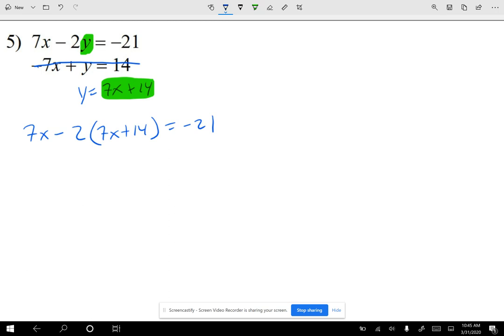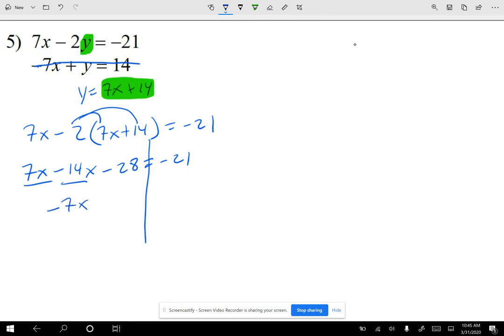Now let's get rid of parentheses. So I have 7x. Let me distribute the negative 2. Minus 14x minus 28 equals negative 21. Let me simplify the left. 7x minus 14x gives me negative 7x minus 28 equals negative 21. The minus 28, I'm going to move it over as a plus 28. So I have that negative 7x is equal to 7. Divide both sides by negative 7. x equals negative 1. I have half of my answer.